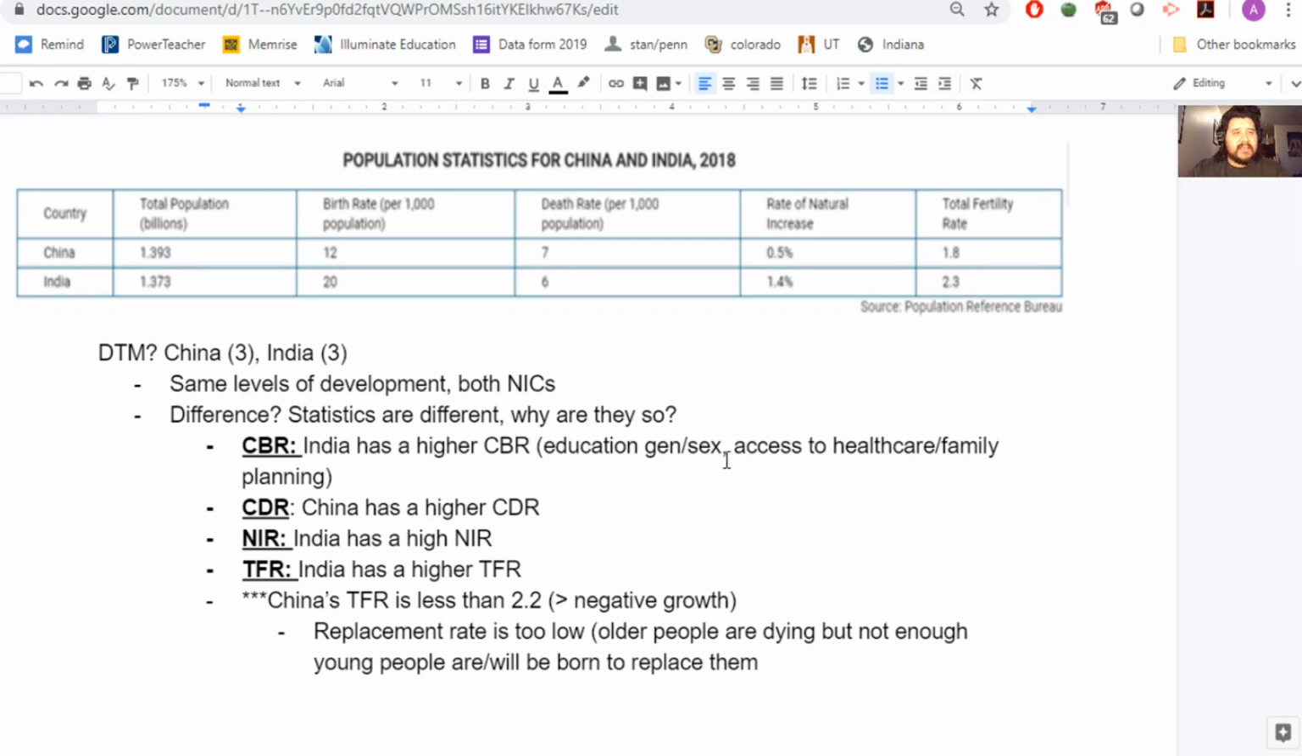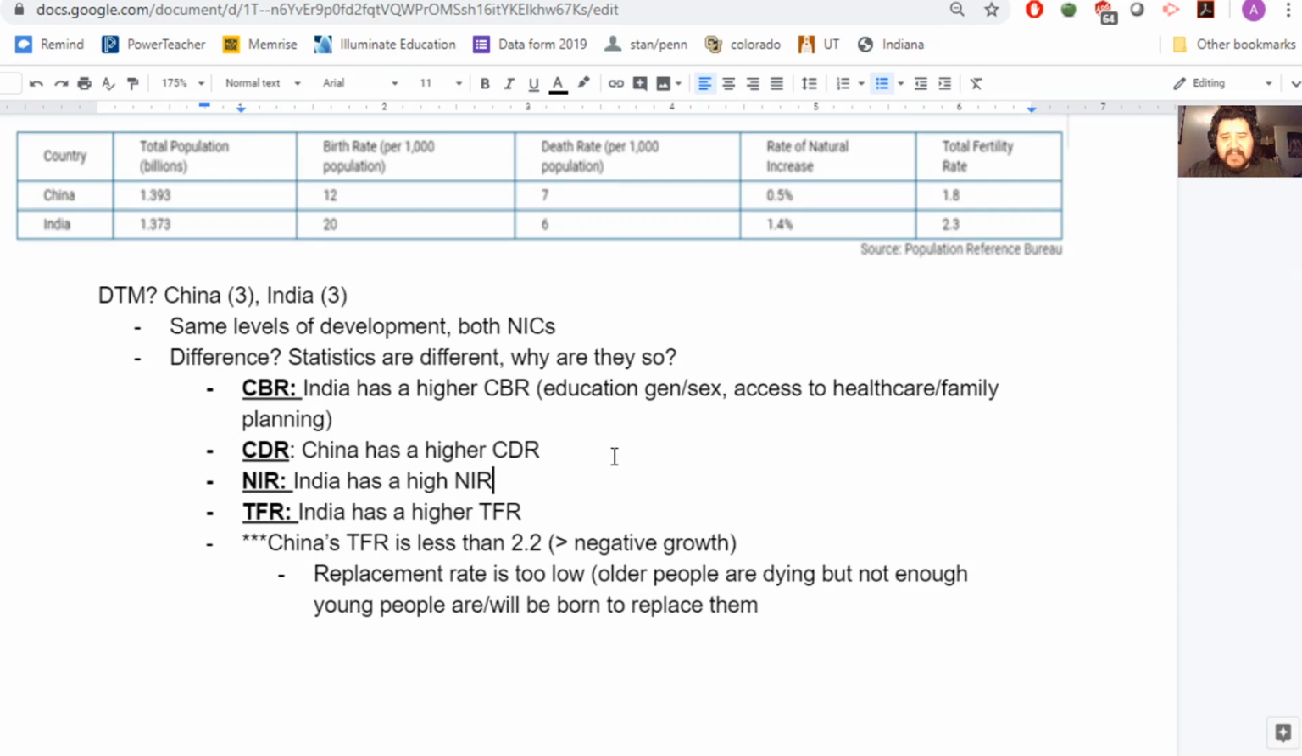NIR, TFR, we're looking at the same sorts of things in terms of access, right? Why would India be higher in these regards? Why would China be lower? Well, maybe it's that India has less access to medical or healthcare, for women in particular. And we know that in general, as we have more access to healthcare, more access to medical care, we see these birth rates and increase rates and fertility rates drop over time. Hand in hand with that is education, both general and sex education, but especially for women in both cases. The more education access we have for people in a country, those birth rates and increase rates and fertility rates also go down, right?